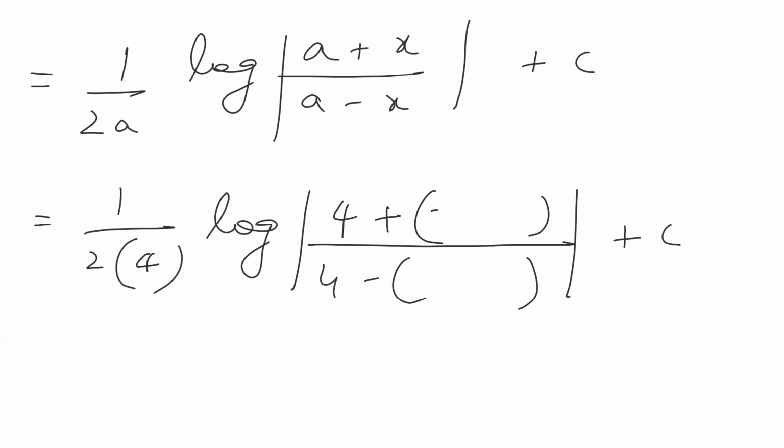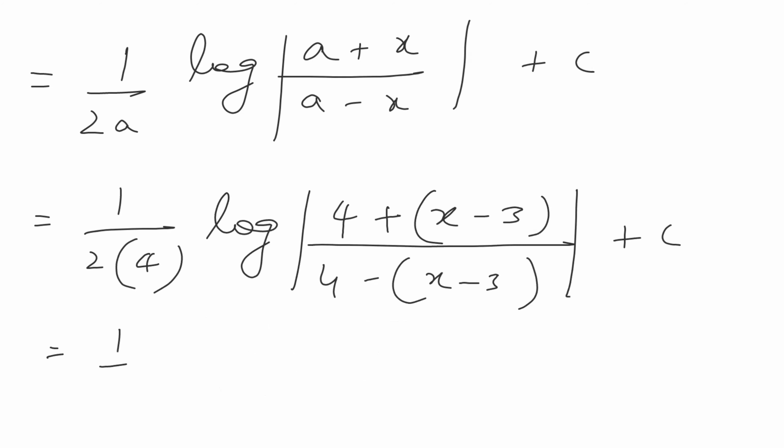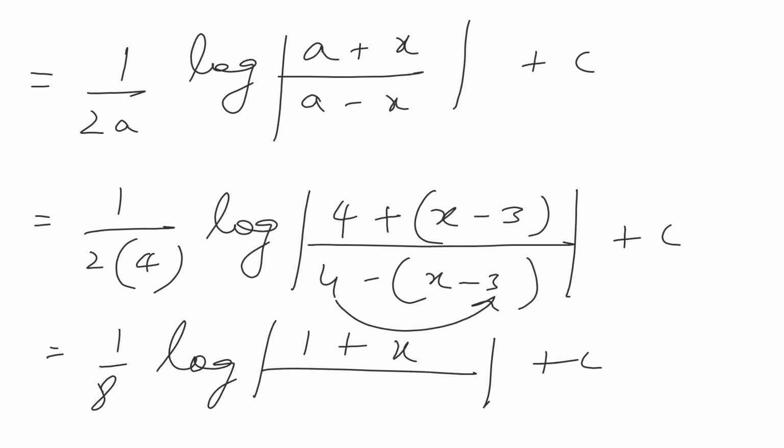Okay. Upon dy dx of X minus 3, which is 1. Chain rule. Okay. So 1 upon 8 log modulus 4 minus 3 is 1, 1 plus X, and 4 plus 3 is 7 minus X. This is your final answer.